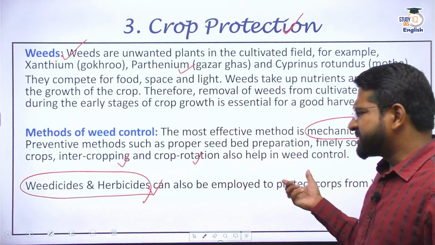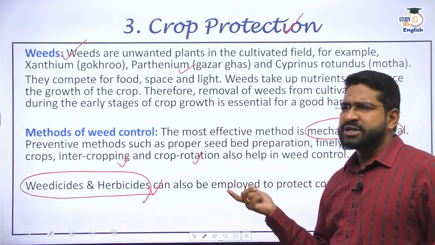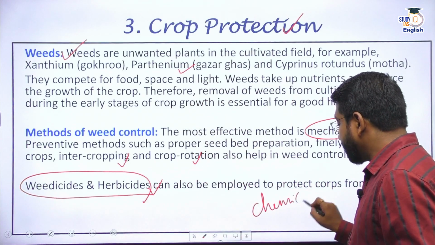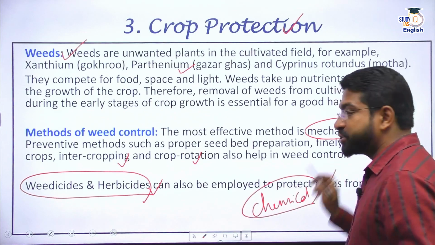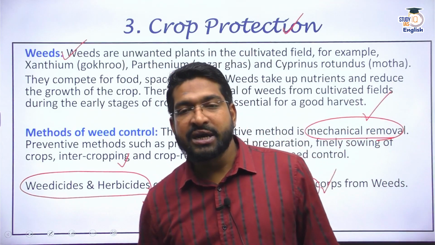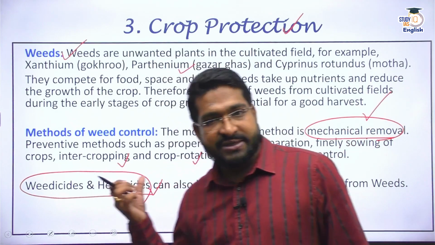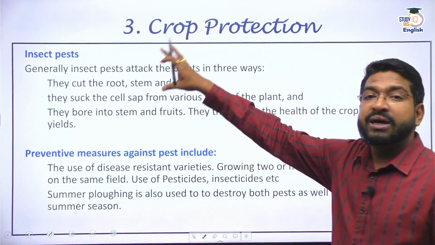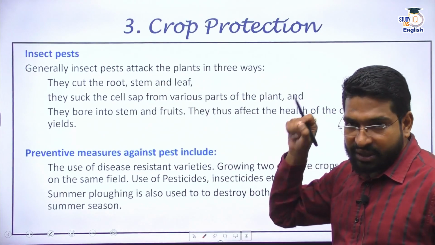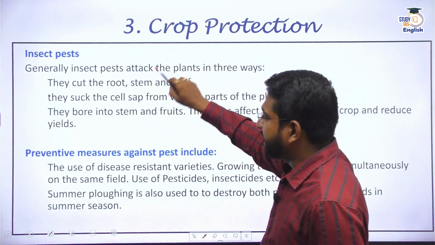But again, there is a flip side to using weedicide and herbicide, because they contain a lot of chemicals which ultimately enter the food chain. That's why we are promoting more and more of organic farming. But nonetheless, we protect our crop from the weeds. Apart from that, insects and pests. We need to protect the crop from insect and pest attack.